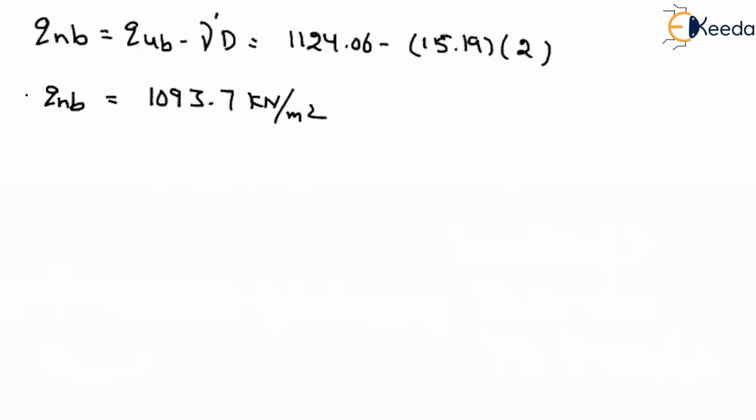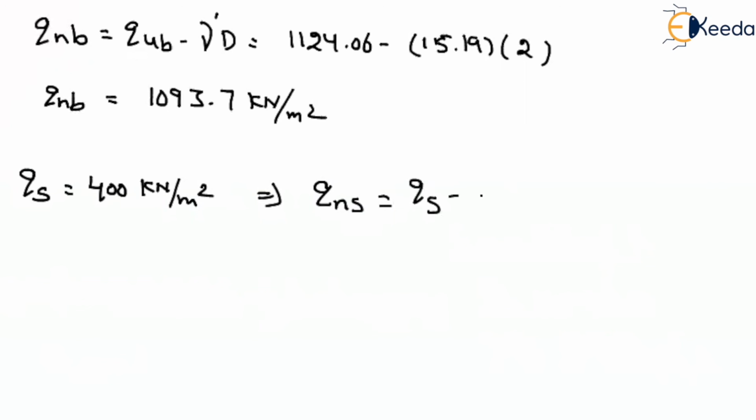Now we have to find the net load acting on the soil. They have given you the gross pressure. Let us say I am representing it with q_s, which is given as 400 kilonewton per meter square. Now find the net pressure acting, that means the pressure other than the backfill. That is q_s minus gamma dash into D. If you substitute these values, you will get around 369.7 kilonewton per meter square.